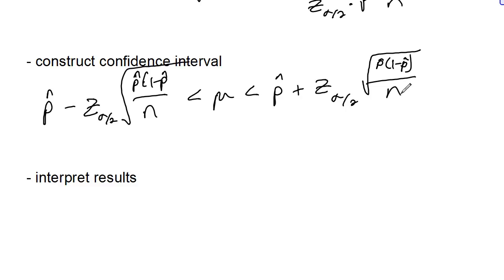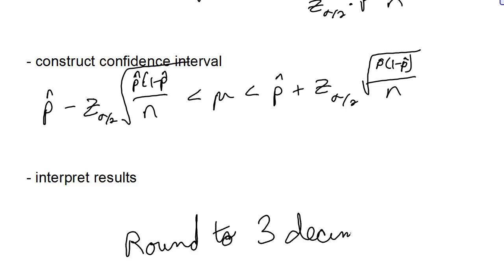Here we also need to interpret our results. And for proportions, we're going to always round to 3 decimal places. So round to 3 decimals for proportions. Okay?